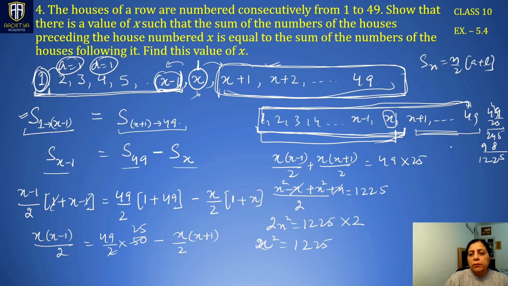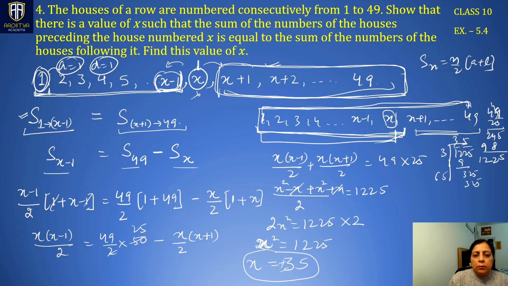So what is the value of x now? 1225. We have 3 3s are 9, 3 2s are 6, 5 5s are 25. So x becomes 35. The value of x becomes plus minus 35, but since the number of terms cannot be negative, we are taking x is equal to 35.